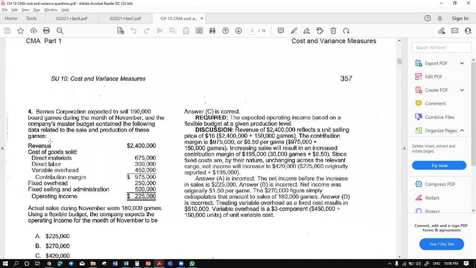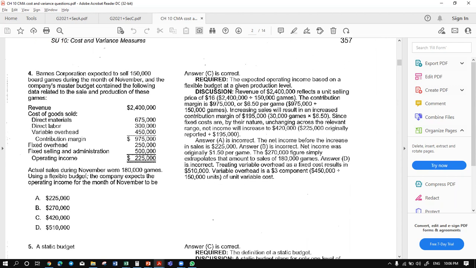Here is another question: Bain's Corporation expected to sell 150,000 board games during the month of November, and the company's master budget contained the following. This data is given to us. Let's see the requirement first. This is the 150,000 unit budget, but they are saying actual sales during November were 180,000 games. Using the flexible budget, the company expects the operating income for the month of November to be what?